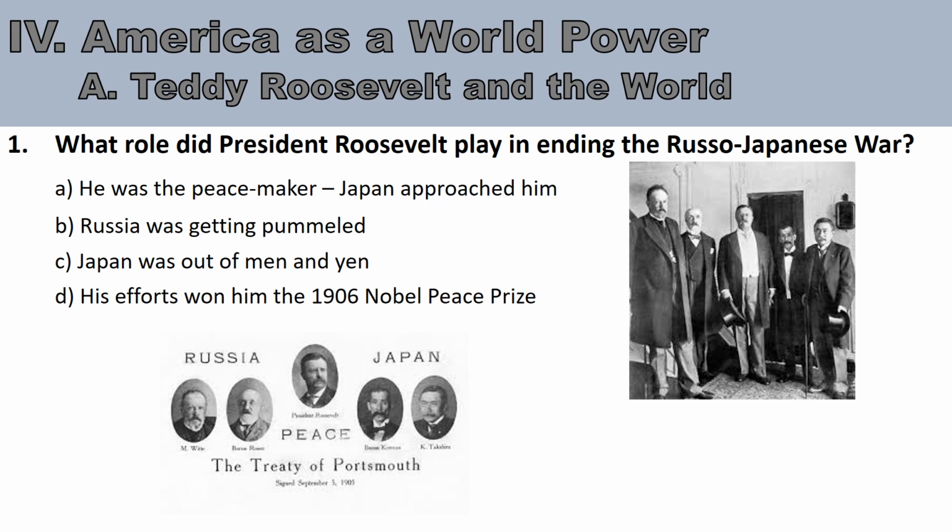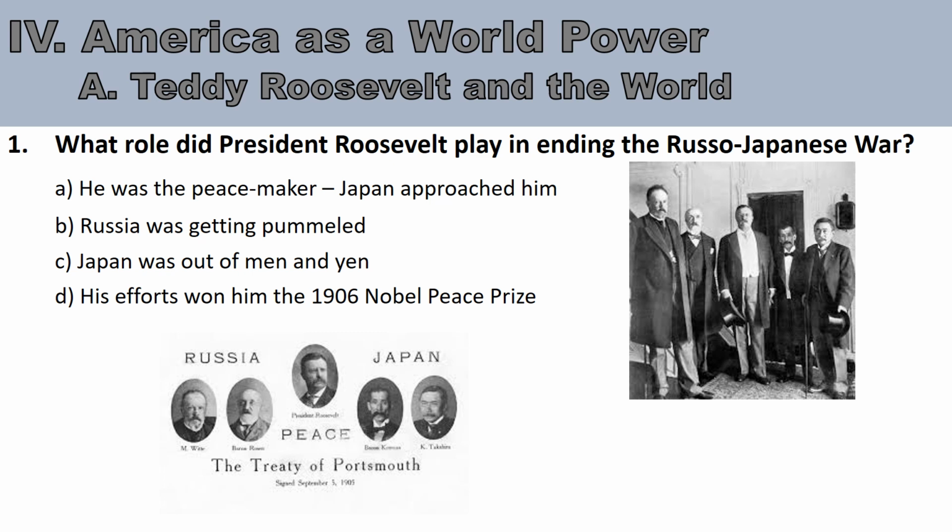The Japanese take the first action in this war with a surprise attack on the Russian Pacific Fleet. As the war progresses, Japan really has the upper hand and is very successful in defeating the Russians. But as a result of a lot of these battles, Japan began to run out of men and money, a fact that they really didn't want to reveal to Russia.